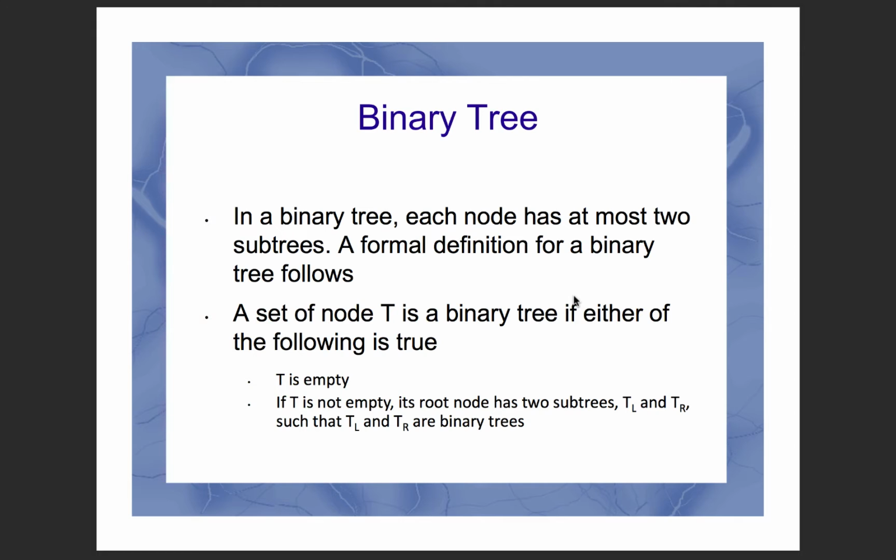So a binary tree is something where, if T is empty, then you call that a binary tree. And if T is not empty, then its root node has at most two subtrees, TL and TR, such that TL and TR also satisfy the binary tree definition. So this is the binary tree definition.